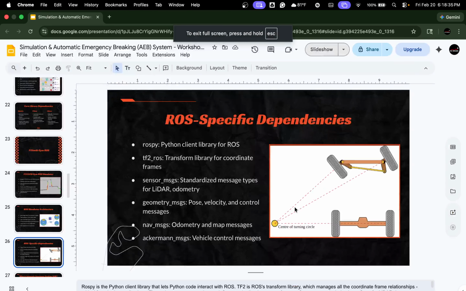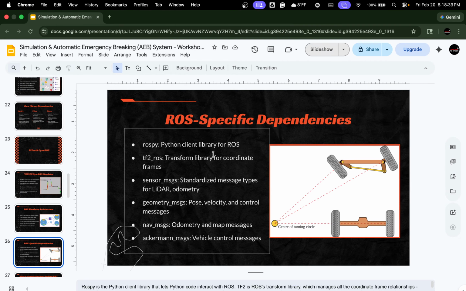Let's go over the simulation and how to install it real quick. All right, does anyone have any questions so far?